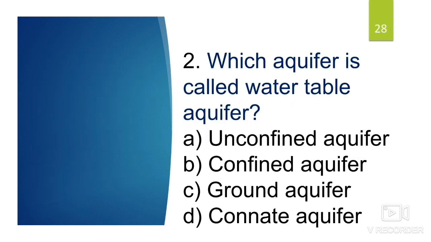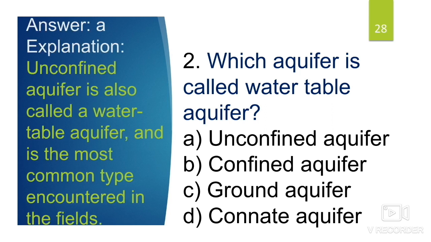Next question is, which aquifer is called water table aquifer? Unconfined aquifer, confined aquifer, ground aquifer or the connate aquifer? So unconfined aquifers are also known as water table aquifers, and they are the most common types encountered in the fields. So the aquifers in which the groundwater occurs under atmospheric pressure are called the unconfined aquifers.